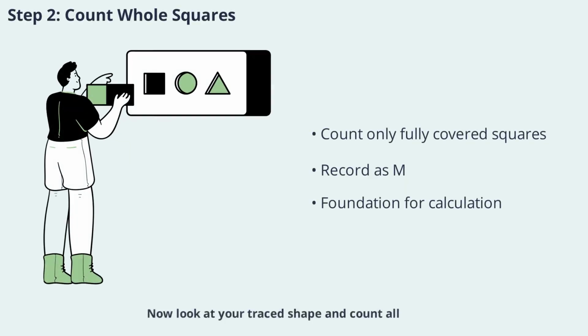Now look at your traced shape and count all the squares that are completely inside the outline. These are called whole squares. Write down the total number. This will be your M value in the formula. Counting whole squares gives you a solid starting point for your area calculation.